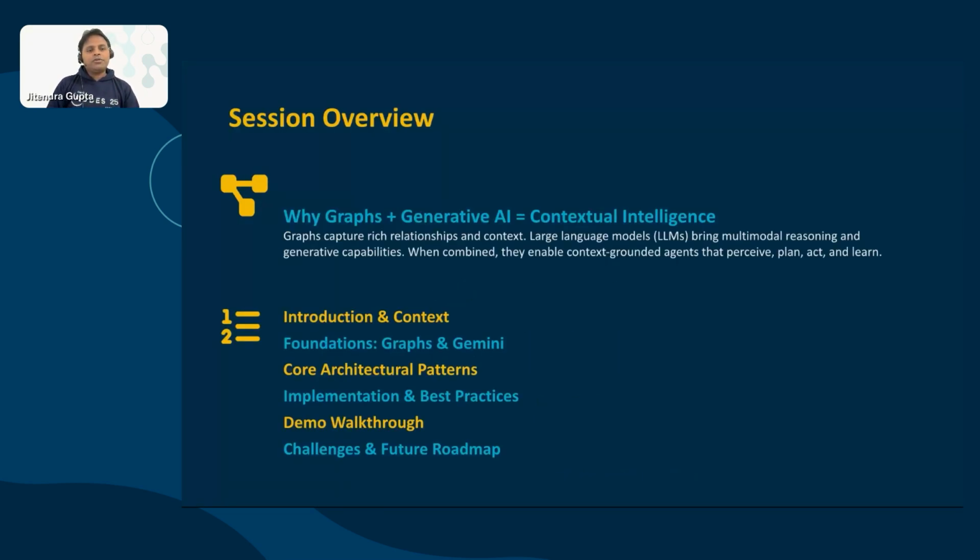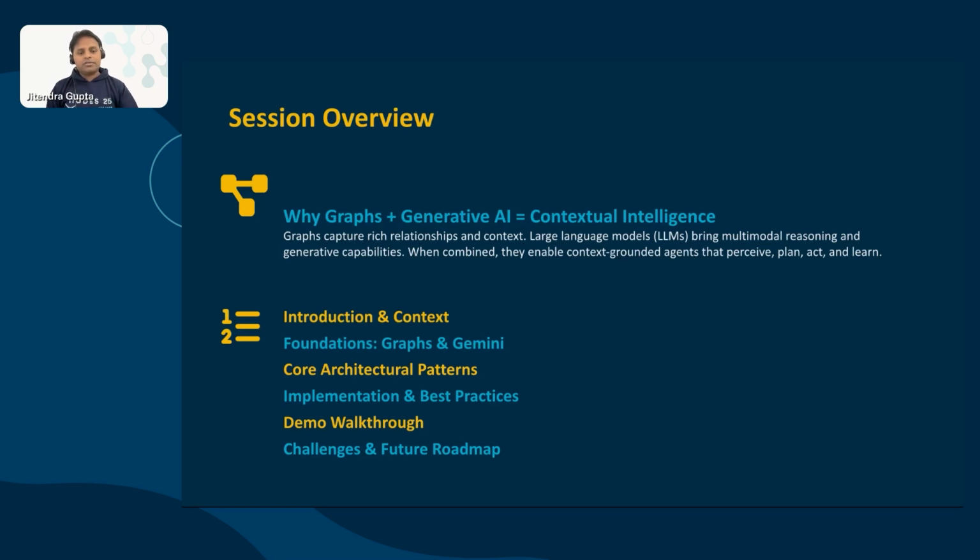So quickly jumping into the session's agenda and the flow of this particular session. Here we are going to discuss why graphs and generative AI make sense here, more into contextual intelligence. We'll walk through the patterns of how the graphs and the AI models, here the Gemini model, work together and improve the GenAI agents, right?